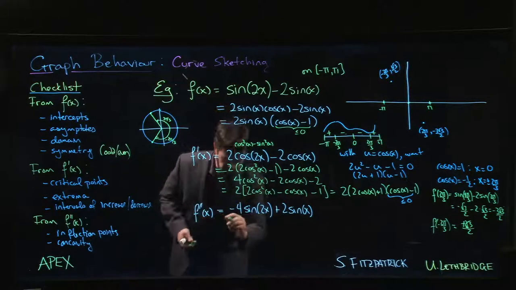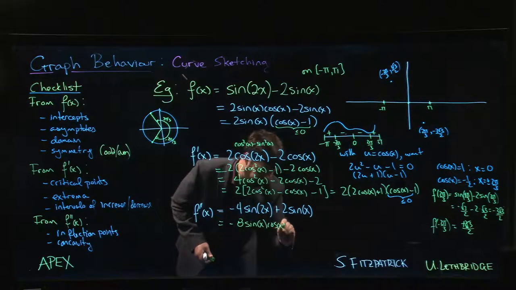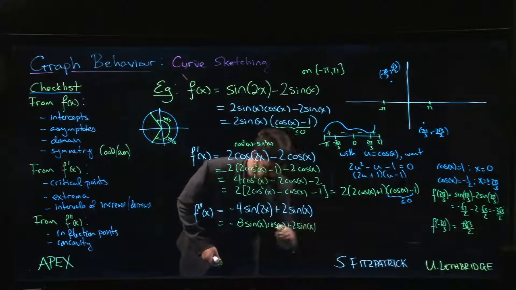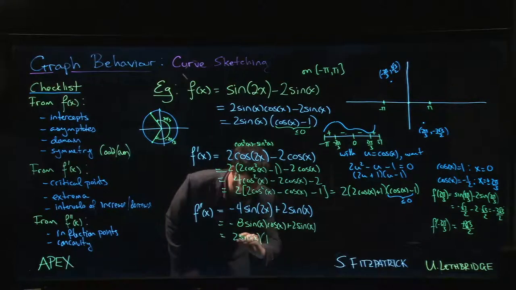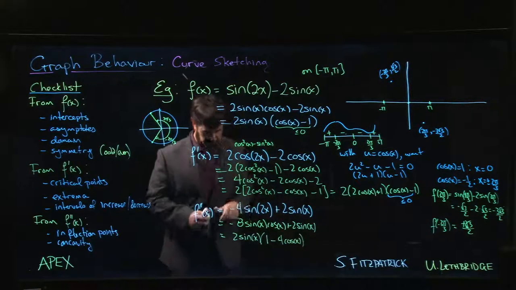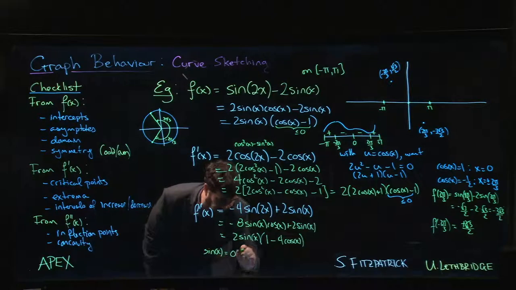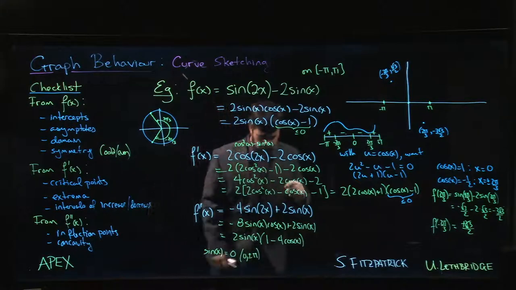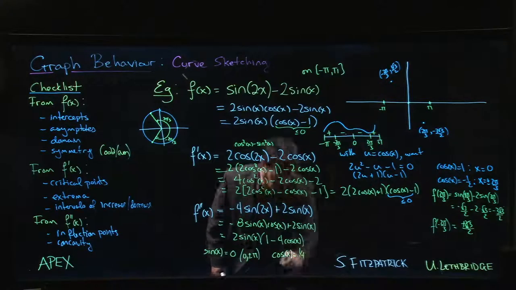So here we have minus 8 sine x cos x plus 2 sine x. So this is 2 sine x times 1 minus 4 cos x. So possible inflection points are going to happen when either sine x equals 0, so that's 0 plus or minus pi, or when cos x equals a quarter.